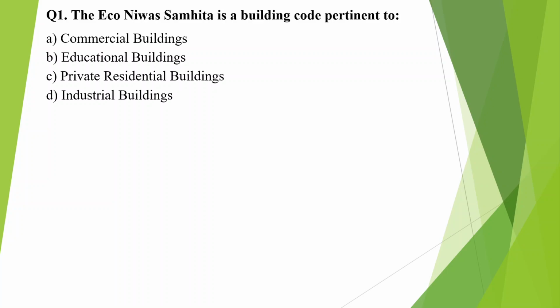And in the initial class session also I have discussed this. ECBC is for the commercial buildings, and this Eco Niwas Samhita is mainly for private residential buildings. That's why option C, which talks about Eco Niwas Samhita, focuses on residential building energy efficiency, aiming to reduce the energy consumption in the housing sector. This is the correct answer, and I'm glad that all of you have opted the correct answer. So let's move to the second question.